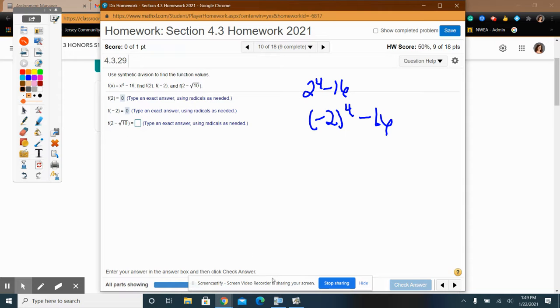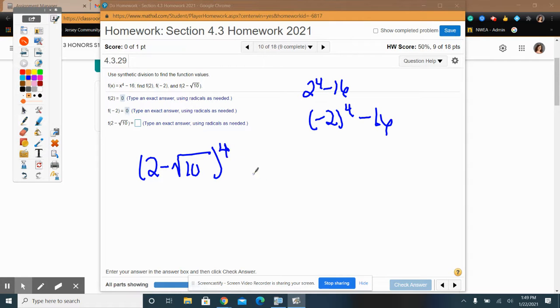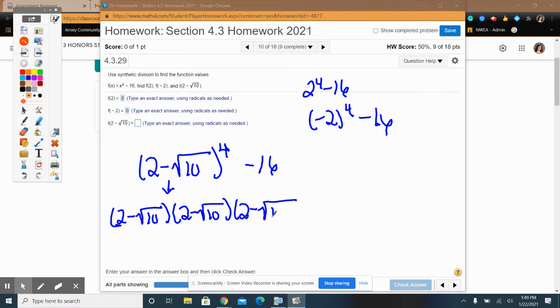But what about this horrible looking thing? I have to plug this horrible 2 minus root 10 into x to the fourth minus 16. So what does that mean? It means (2 minus the square root of 10), that whole thing to the fourth, minus 16. So this means 2 minus root 10 times 2 minus root 10 times 2 minus root 10 times 2 minus root 10. Holy cow, minus 16.